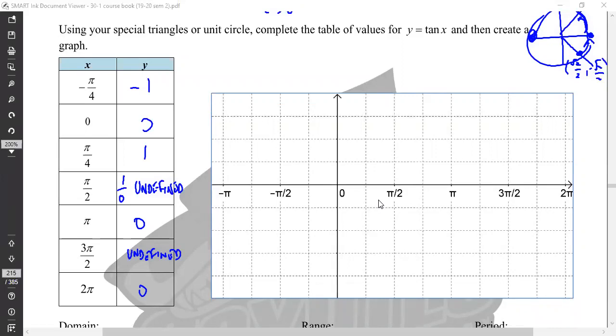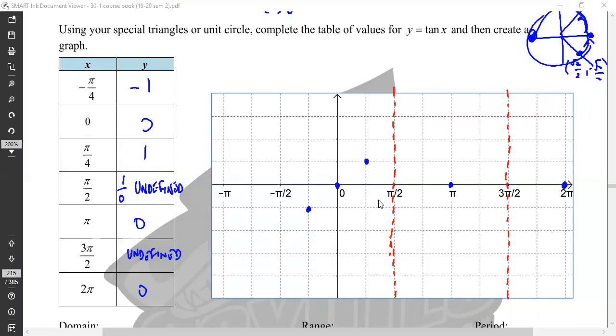When we start to graph this, we don't really have that much information. Negative pi quarters comma -1 is here. 0, 0, pi quarters comma 1. And then pi halves says it's undefined. I'm going to draw that as a vertical asymptote. And then at pi, we have 0. At 3 pi halves, we have undefined. And at 2 pi, we have 0.